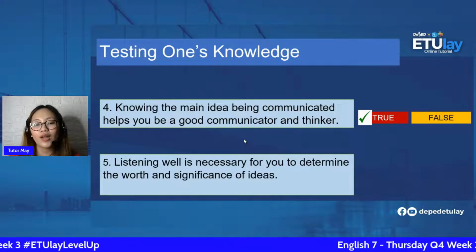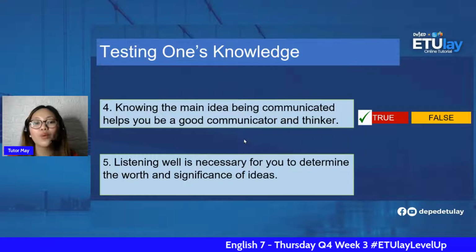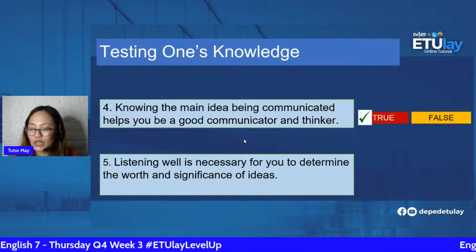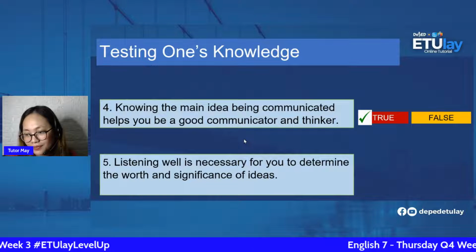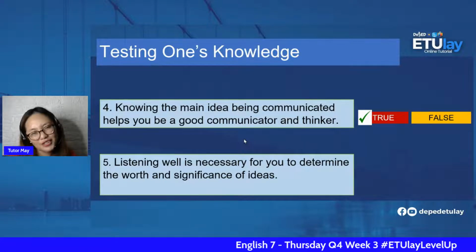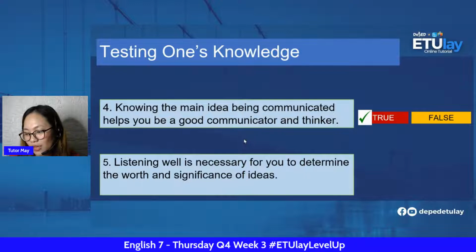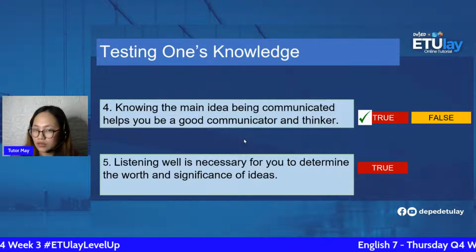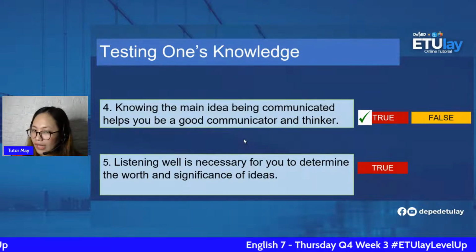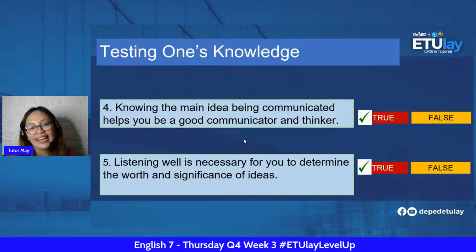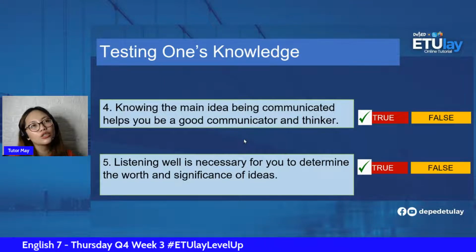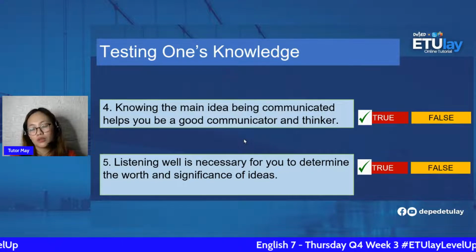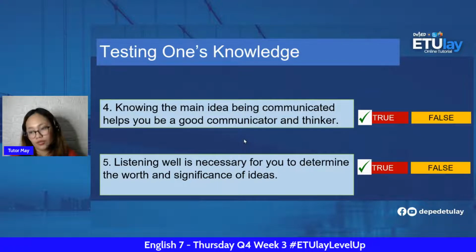Number 5, listening well is necessary for you to determine the worth and significance of ideas. Does listening help you to scrutinize ideas? True or false? Okay, let's see. Let's see for number 5. Okay, if you will be getting the correct answer. Okay, nauna si Suderi and her answer is true. Let's see if that is correct, Suderi, and to the rest of the class who answered the same answer. And yes, that is true. So teacher, can we say that listening will really help us to be a good communicator? Yes. Listening is very important.